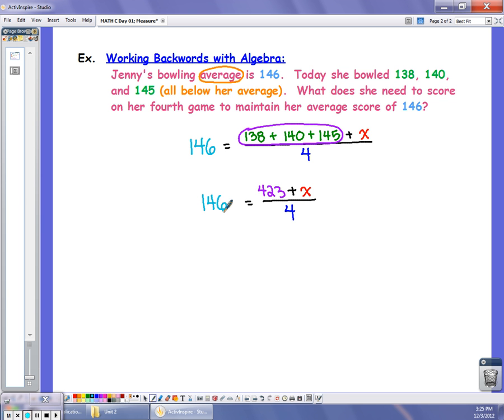Now what makes this problem look difficult is this 4 down here, because we have a denominator. In order to get rid of a denominator, I'm going to multiply by whatever that denominator is, and in this case it's 4. Anytime you want to get rid of a denominator, just multiply by the denominator, and remember, what you do on one side, you have to do to the other. So I'm multiplying by 4 on both sides. That way these 4s will cancel out, and I'm left with 423 plus X. And on the other side, I have to calculate 4 times 146, and that turns out to be 584.